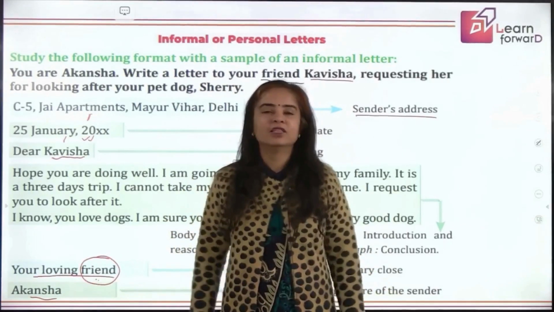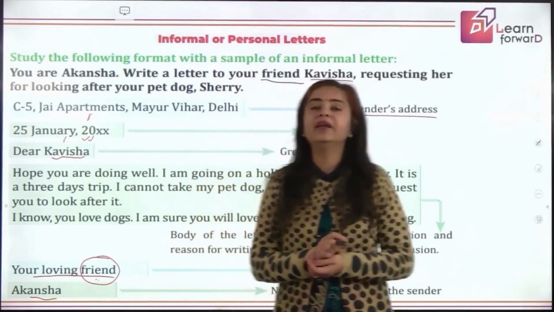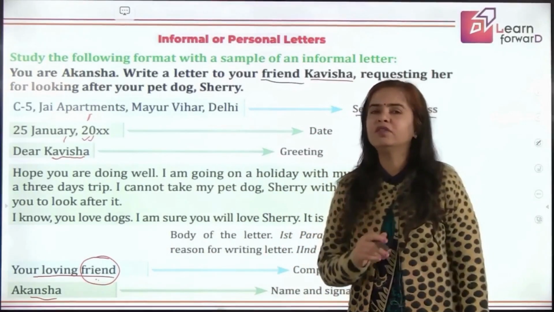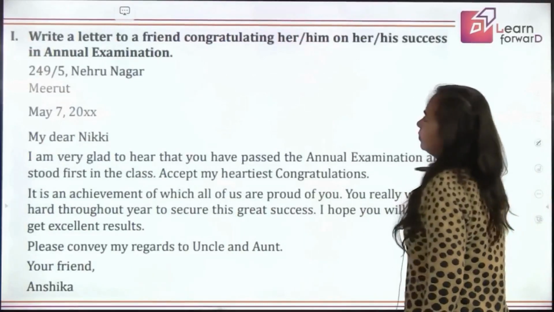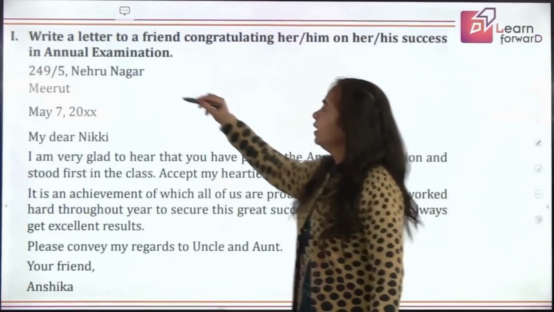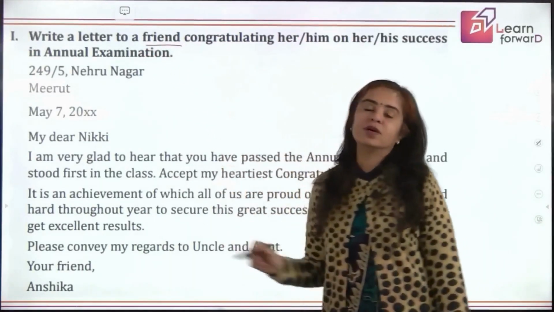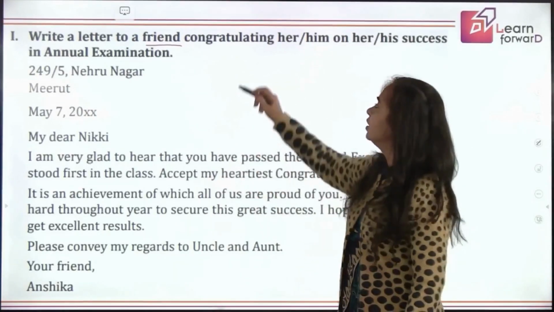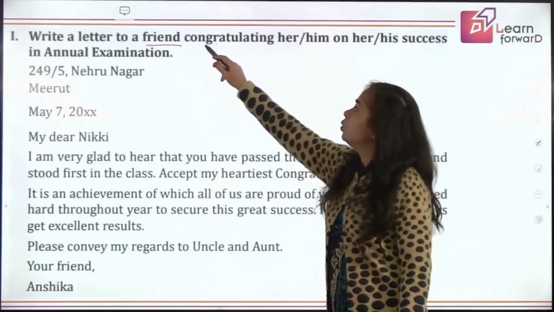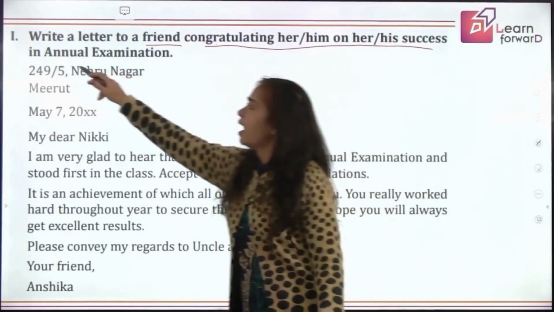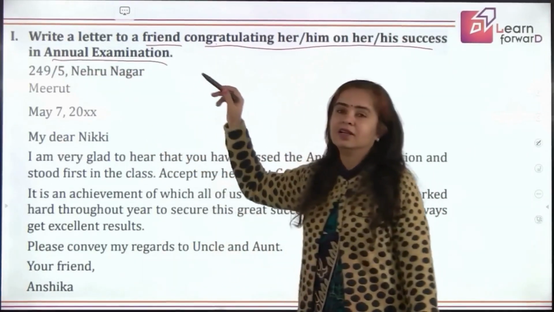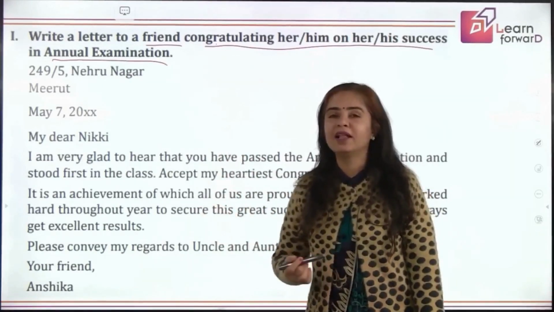That's it. So I hope you have understood how to write informal letters, and you have done a few earlier also. Going ahead now, we have a sample again here: write a letter to a friend. So again, see, this is an informal letter. And what is the purpose of the letter you get from here? Congratulating on success in annual examination. So it's an achievement, you are marking that, right?